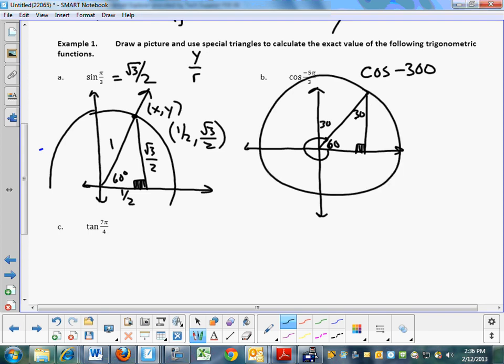So what is that point going to be where it intersects the unit circle? Same thing, right? Now, cosine is going to be x over r. So what is the cosine value of negative 5 pi over 3 going to be? Yep, a half. Any questions how I got the drawing?